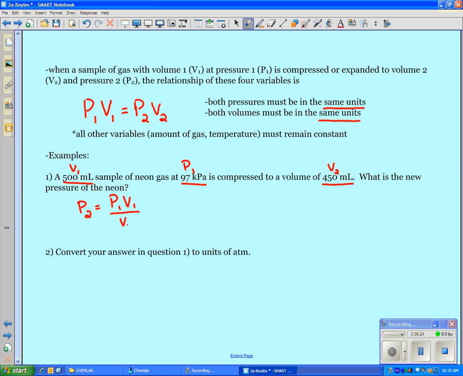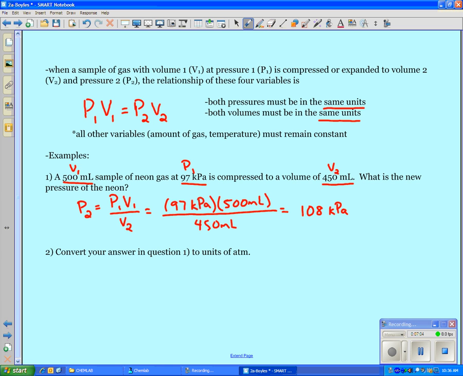V1 over V2. Looking at the units that you have for all of those numbers, our units match each other for our volumes, so we don't have to do any conversions. So pressure 1 is 97 kilopascals. Volume 1 is 500 milliliters. And divide those by volume 2, 450 milliliters. And after calculation, rounding for significant digits, you come out with 108 kilopascals.